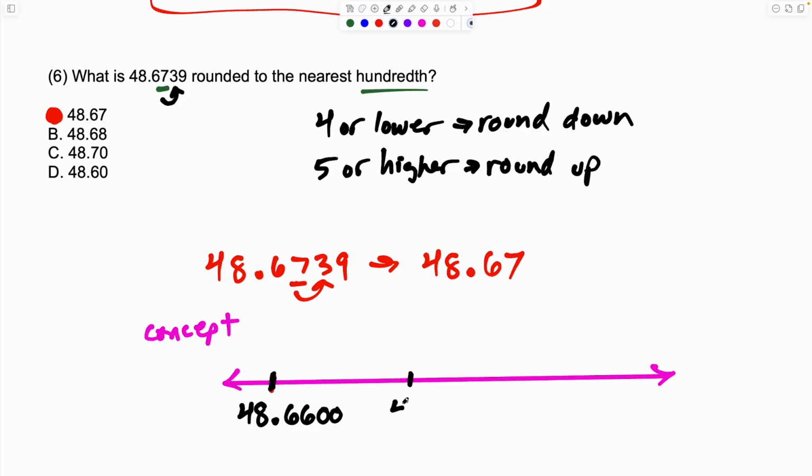And then let's say over here, I'm at 48.6700. So see, I'm just bumping up the hundredths place by 1. That's what it means when you're rounding to the nearest hundredth. In a way, you're just counting by hundredths, okay? And then next, I would have here 48.6800. Okay, so notice once again, I'm just bumping up the hundredths place one at a time.